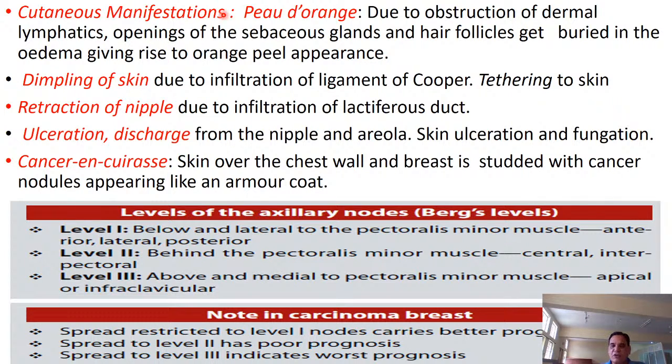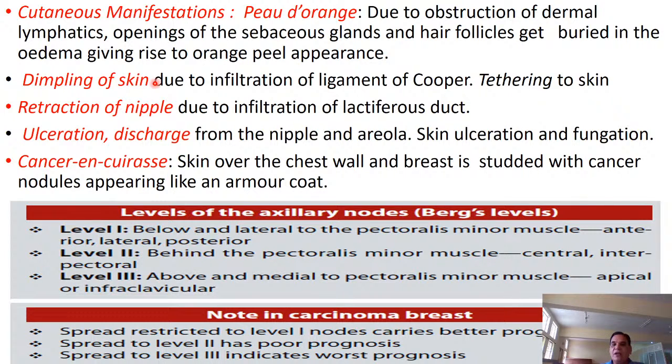Cutaneous manifestation, the commonest we see is peau d'orange. Why does it occur? It is due to obstruction of the dermal lymphatics; the openings of the sebaceous glands and hair follicles get buried in the edema, which gives rise to orange peel. That means the peel of an orange. So it is called peau d'orange.